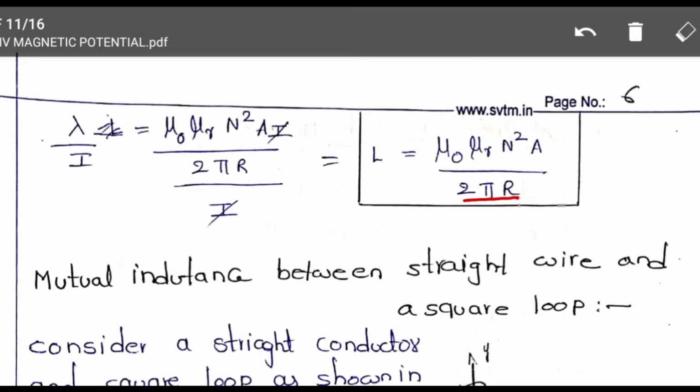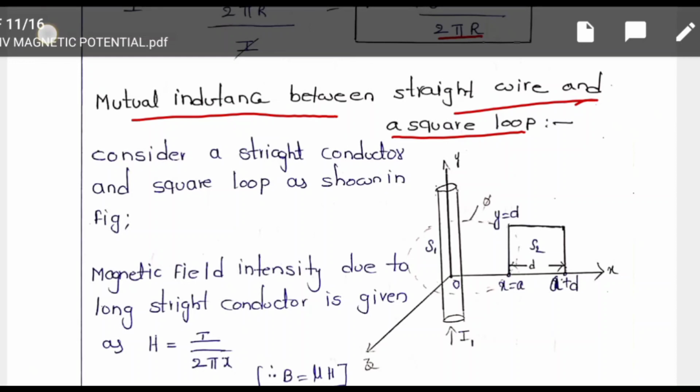Similarly, we go for mutual inductance between a straight wire and a square loop. That is also important. Mutual inductance between a straight wire and a square loop.